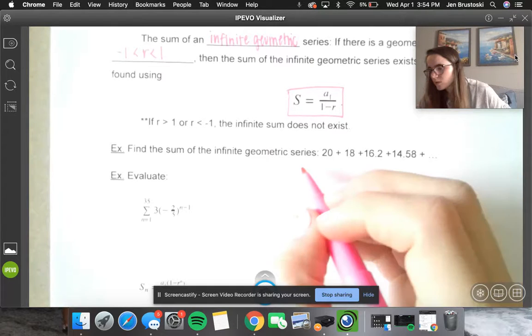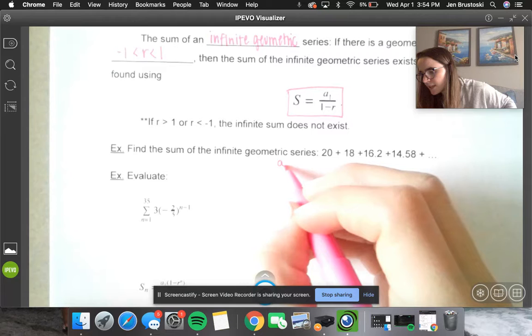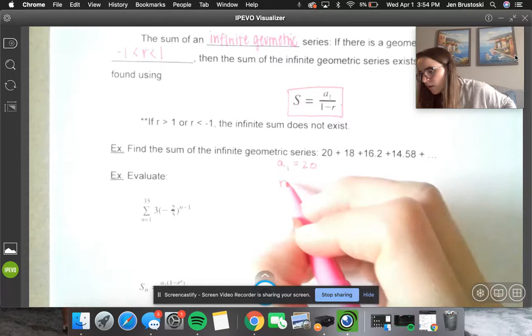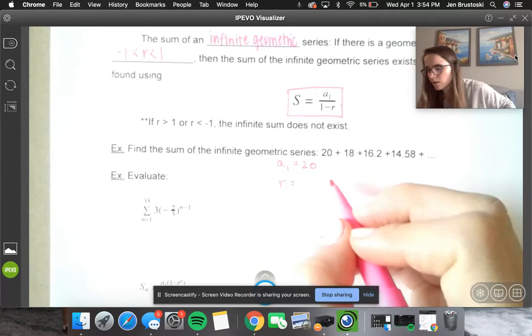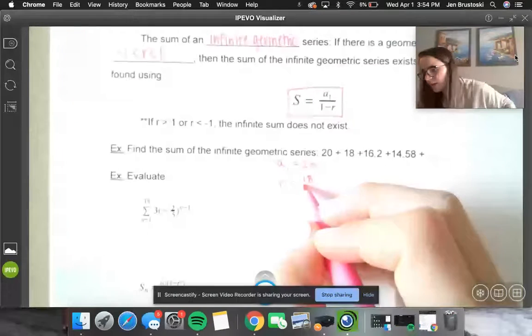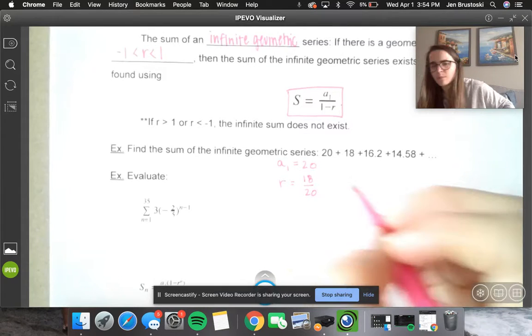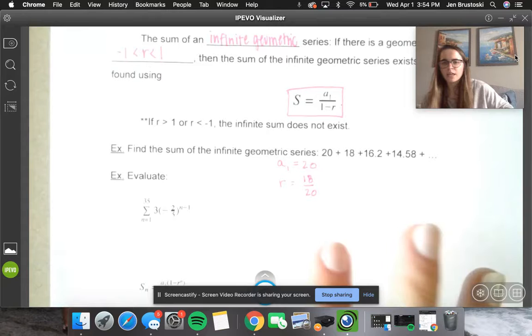So a sub 1 is going to be 20, and r is going to be our 18 divided by 20. I know it looks funny because it's not listed, but we're still just adding all those together.